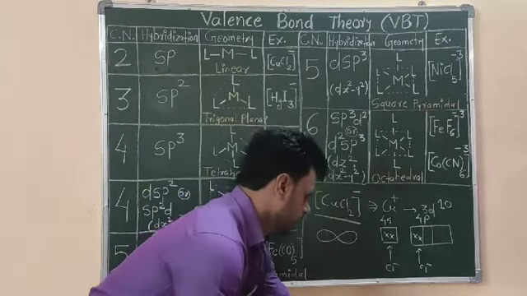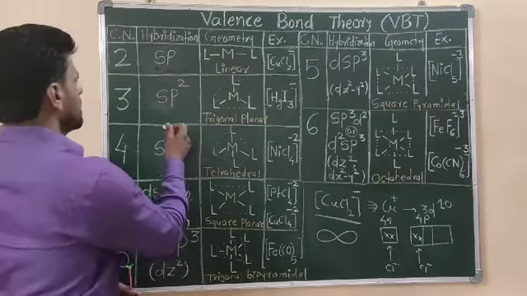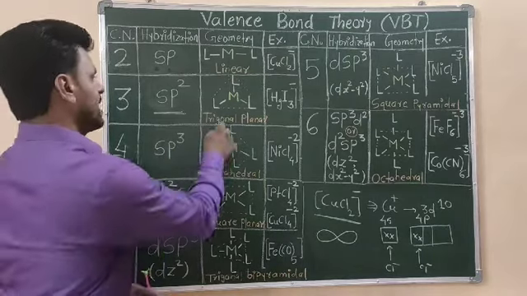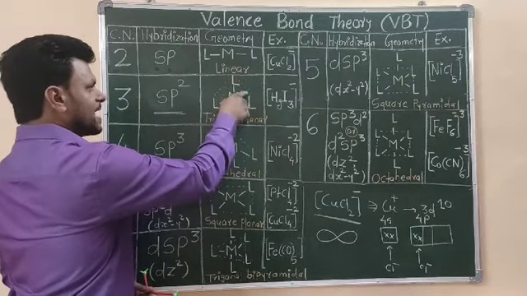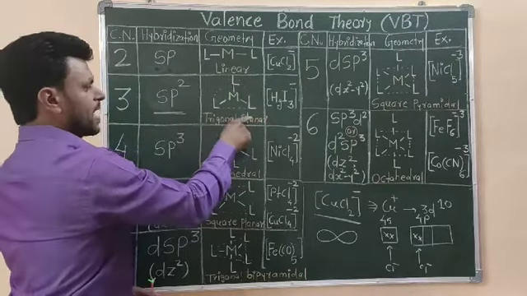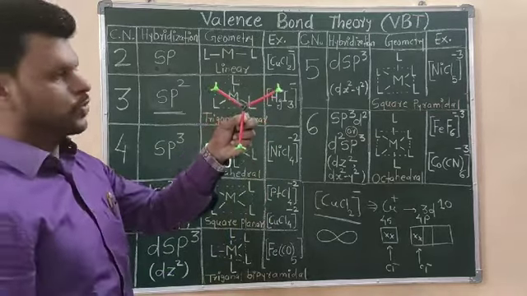Similarly, if I now take coordination number 3, it is sp2 hybridization, and in this case the ligand molecules will arrange themselves in a triangular planar mode. So you can see here, this is the way I can show you.